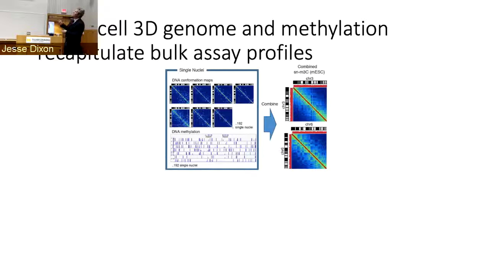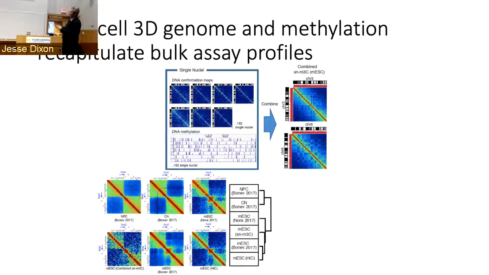So we do some controls. If we generate this in a bunch of different single cells, we get very sparse contact maps from any individual cell. We get very sparse DNA methylation profiles from any individual cell. This is pretty typical for single cell data. If we pool them in bulk, we can recapitulate the same kind of patterns you see in bulk Hi-C data. And then we can see some patterns that we think are cell type specific.